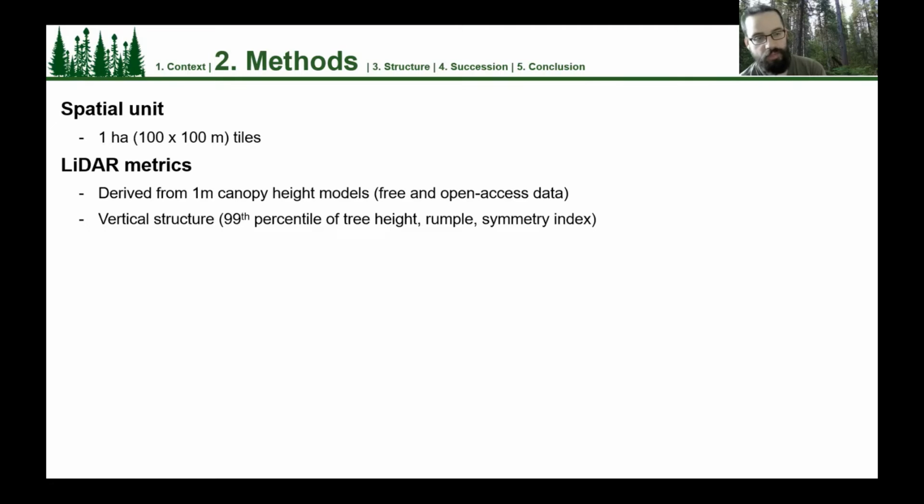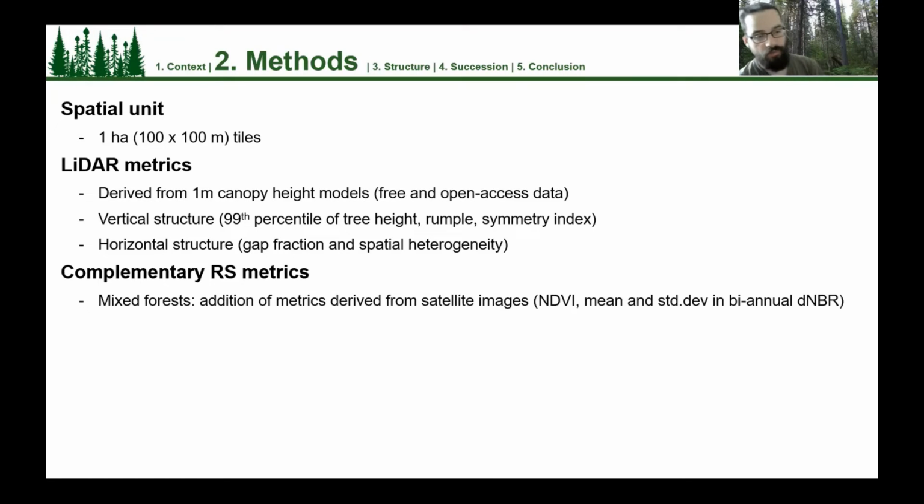Then for the metrics, we favored a small set of LiDAR metrics describing the vertical structure of the forest, such as the 99th percentile of tree height, the rumple index, also named rugosity, and the asymmetry index, or describing the horizontal structure of the forest, such as the gap fraction, or the heterogeneity of gaps within the tile. Just for mixed forests, we also used complementary metrics derived from satellite images, because of the presence of hardwood species and the specific disturbance dynamics. So here we computed the NDVI and also the mean and standard deviation of the biannual NDVI computed for the last 30 years to reconstruct the disturbance history of the forest over the last decades.